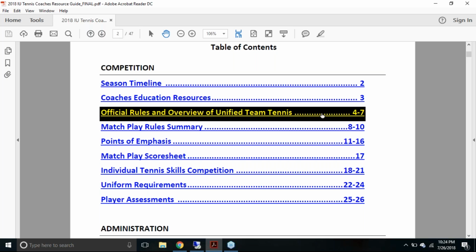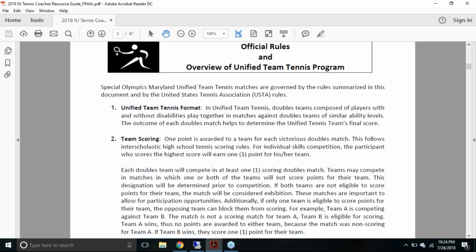The official rules and overview of the Unified Team Tennis program. In Unified Team Tennis, we have doubles teams composed of players with and without disabilities that play together in matches against doubles teams of similar ability levels. The outcome of each doubles match helps to determine the Unified Tennis team's final score.